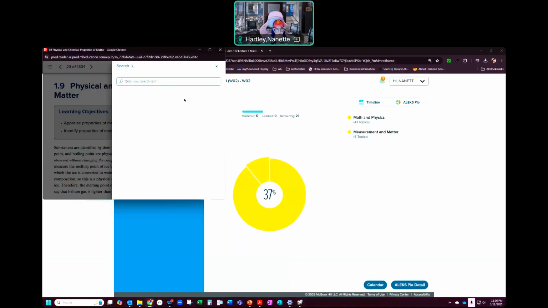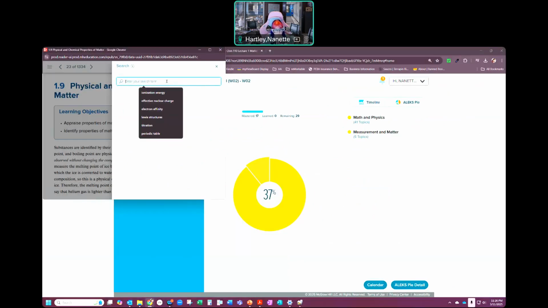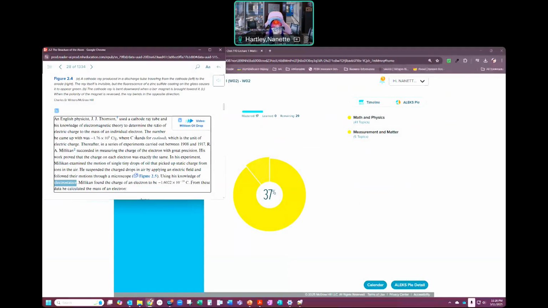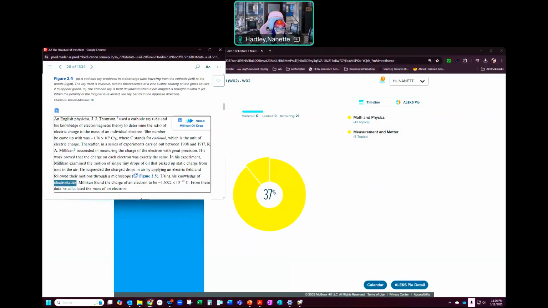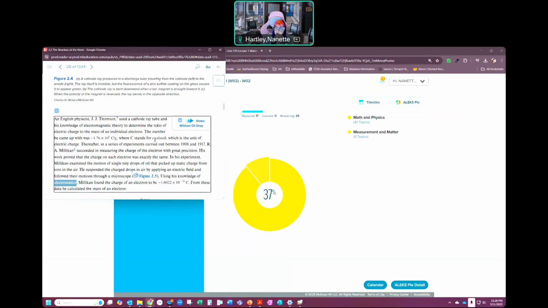So once you've loaded this, if you're trying to do a search for electrostatics, I'm guessing it's not pulling anything up, although it does. "Using his knowledge of electrostatics, Millikan found the charge of an electron." So it does actually return things on electrostatics. So there is stuff there in terms of electrostatics. I'm not sure exactly what you're looking for there. If you can give me some more clarification, I might be able to help you with that. But I'm not really sure what you mean by that.